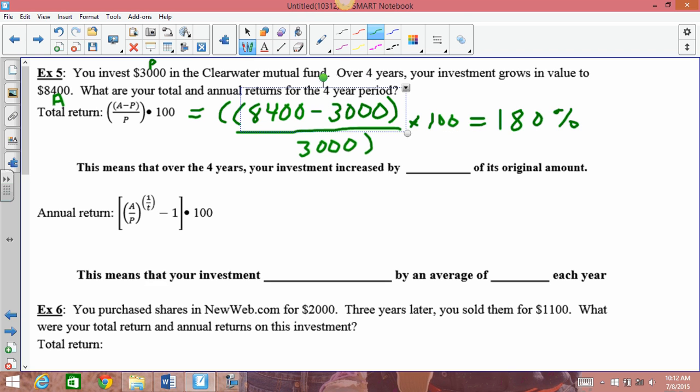That'd be 180%. What that means is that over 4 years, your investment has increased by 180% of its original amount. Essentially, if you took 3,000 and multiplied it by 180%, so multiplied it by 1.8, and then added that back into your 3,000, you're going to get 8,400. So you're just trying to figure out what's my gain from point A to point B, my initial to my ending value. It should be noted that these values could be negative, because sometimes you invest your money and it doesn't make anything for you. You can end up losing money. So if you do get a negative, instead of your investment increasing, your investment would decrease.